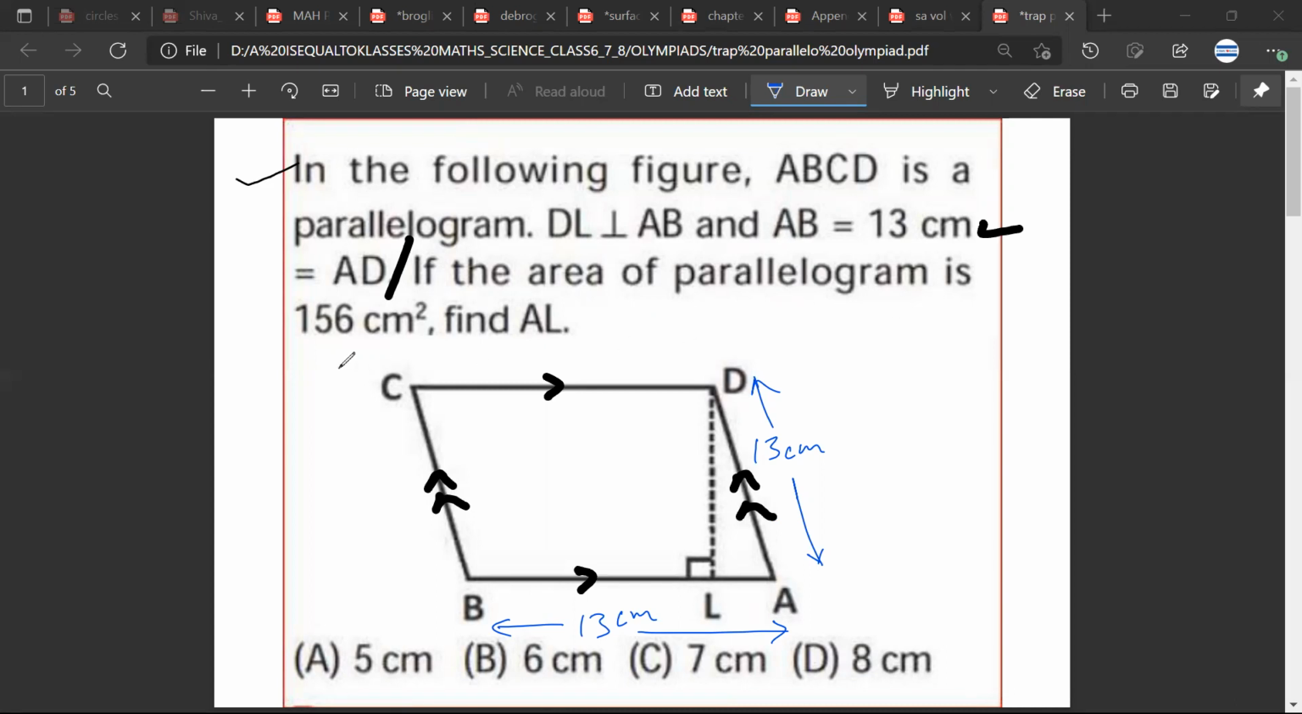If the area of the parallelogram is 156 centimeter square, find AL. We need to find AL.